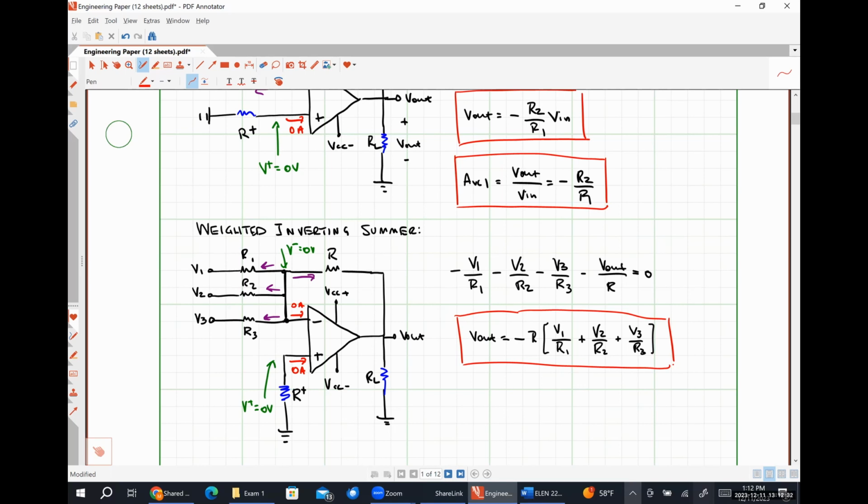All right. Any other questions regarding the weighted inverting summer? Isaiah.